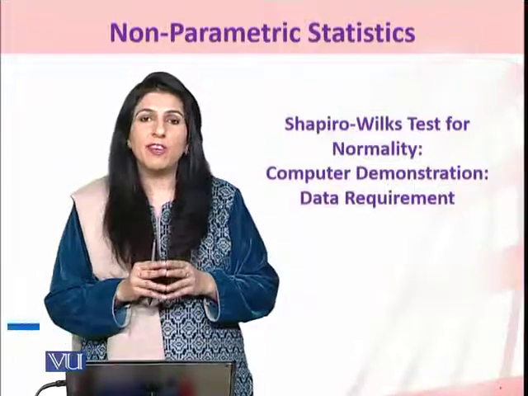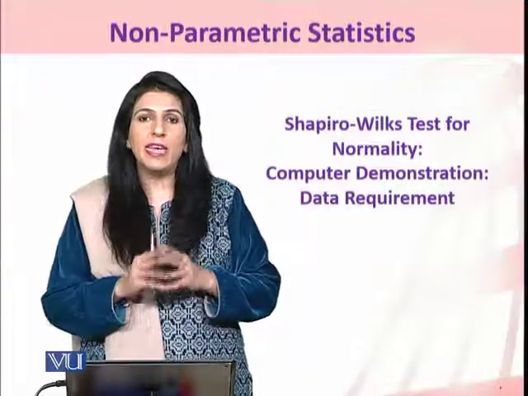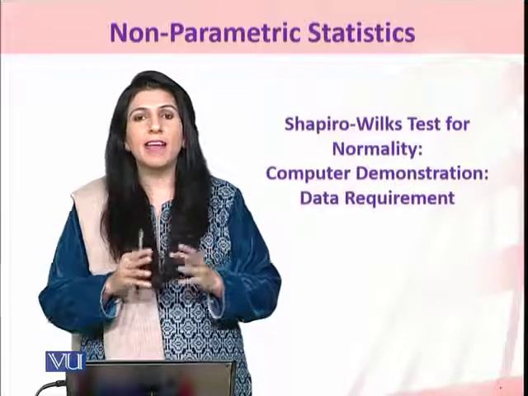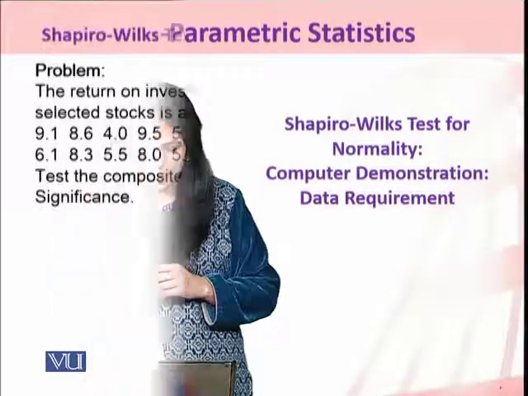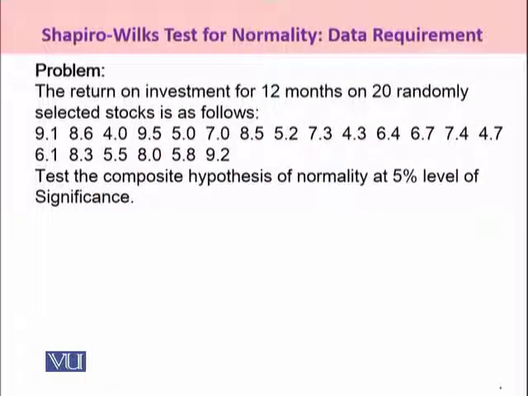So I'll be giving you the demonstration of how you would be defining your required variables and how you are going to enter the data in your SPSS data file. The problem in hand that I've taken for the SPSS data set was the return on investment for 12 months on 20 randomly selected stocks. So the data for 20 randomly selected stocks is being given, because the data is on return on investment, and we need to test it for composite normality at 5% level of significance.